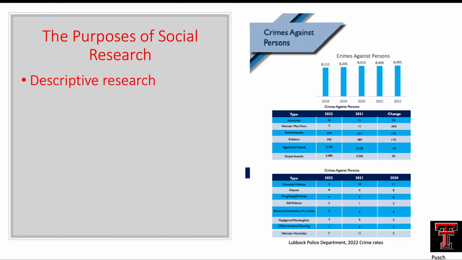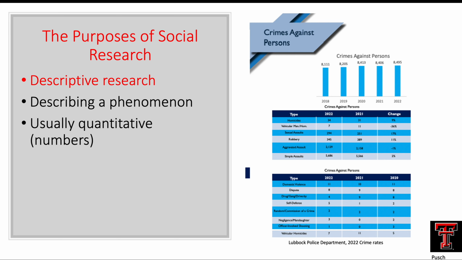The next type of research is descriptive research. This is quantitative in nature, and we're describing a phenomenon. A really good example is crime rates. We're counting how many crimes take place. Maybe we're looking at whether there's more crime this year than there was the year before. The little graphs on the side here are from the Lubbock Police Department, looking at crime rates.